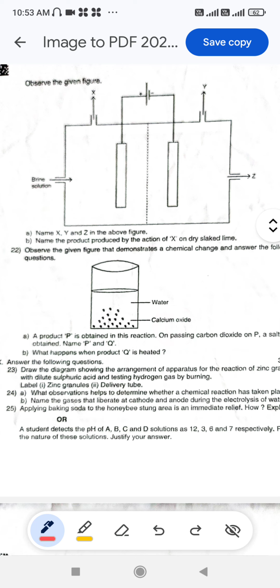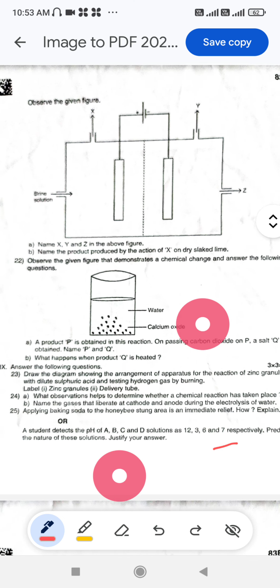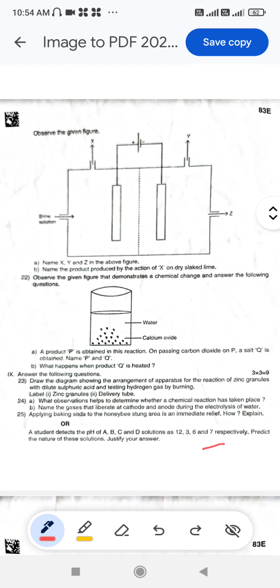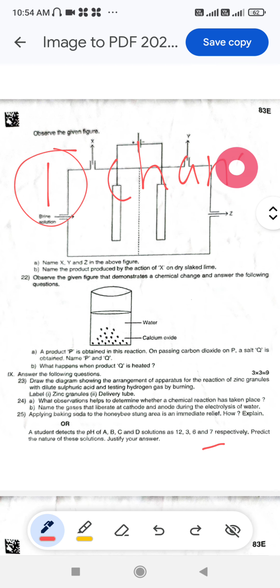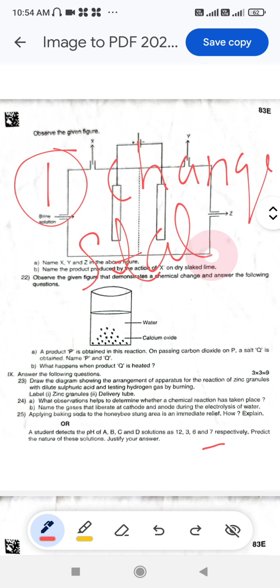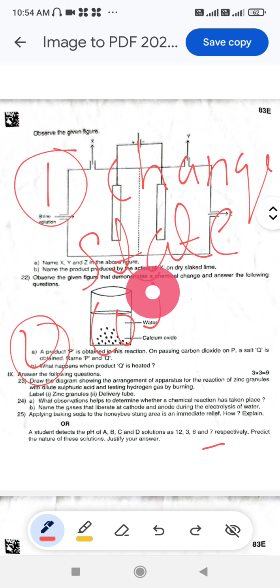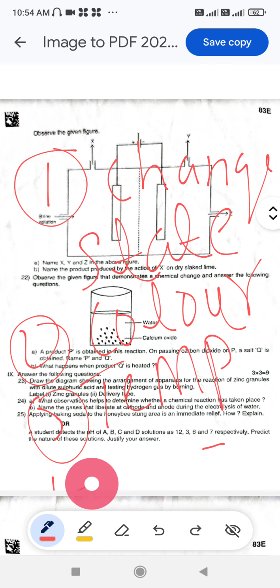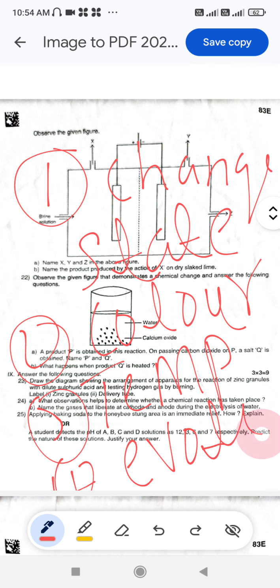24th A question: what observations help us to determine whether a chemical reaction has taken place? They are asking on which basis we can say that a chemical reaction has taken place. There are four conditions. One is change in state. Change in color, change in temperature, and evolution of gas.